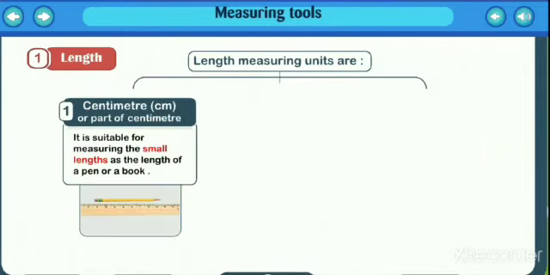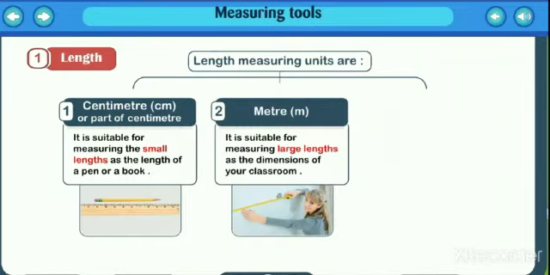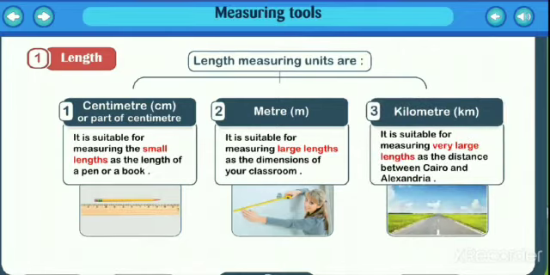Now we take length measuring units. We have three measuring units of length. The first unit is centimeter. Centimeter is suitable for measuring small lengths such as the length of a pen or book. Meter is suitable for measuring large lengths such as the dimension of your classroom. Kilometer is suitable for measuring very large lengths such as the distance between Cairo and Alexandria.